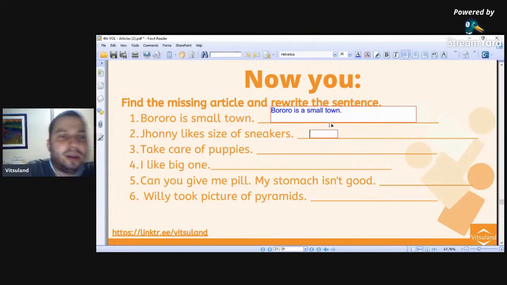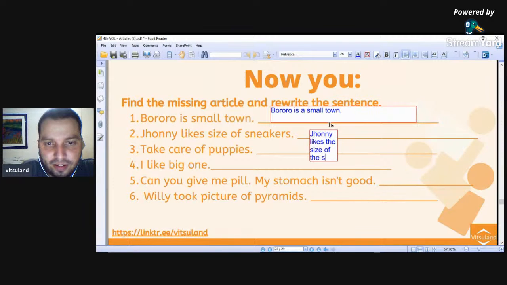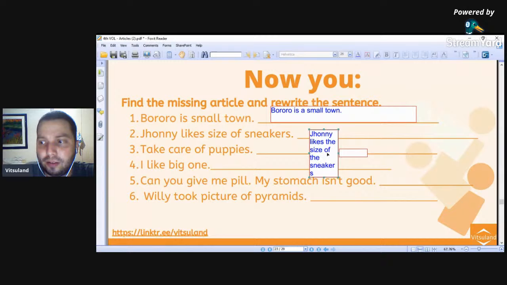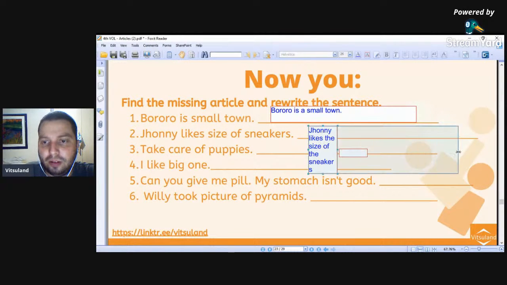Let's go to the next one. Johnny likes size of sneakers. Johnny likes the size of the sneakers, okay? Why are we using the and the? Because we're specifying the size. We're specifying the sneakers. They are specific ones, right? Not just any ones.